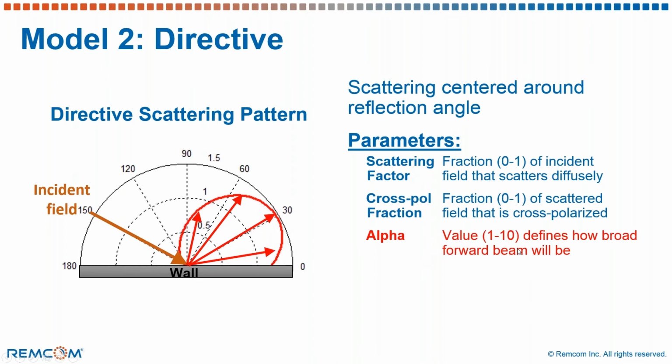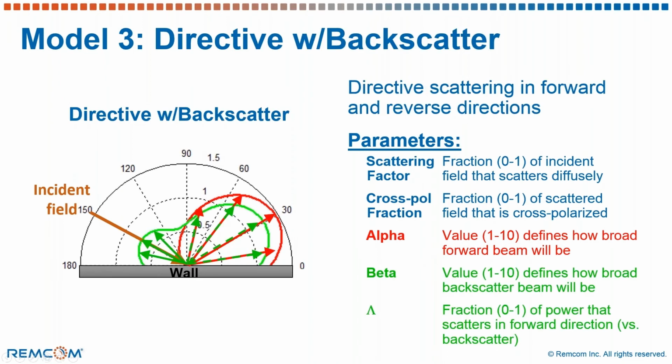The second model is called the Directive model. The Directive model scatters generally in the direction that a reflection would have occurred, but it spreads out significantly around that direction. In addition to the two parameters that I described for the Lambertian model, it has a third parameter called alpha that is simply a value between 1 and 10 that feeds into the formulas and defines how narrow or broad this scattering beam will be.